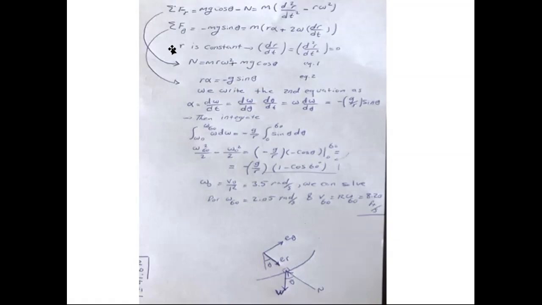In this problem, r is constant. Therefore, the first and second derivative of r with respect to time is 0. And then we can reduce this equation to this one. In the second equation, we have alpha. We can integrate it and find the angular velocity. We have to find the angular velocity when theta is 60 degrees.